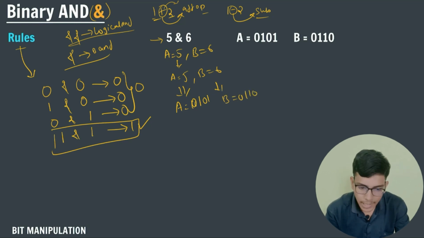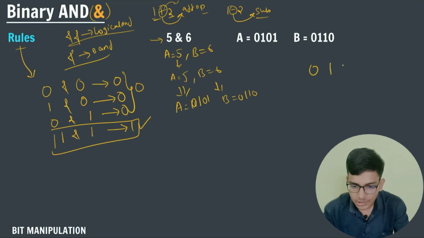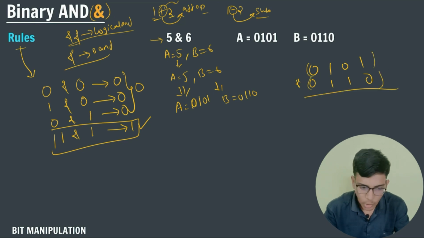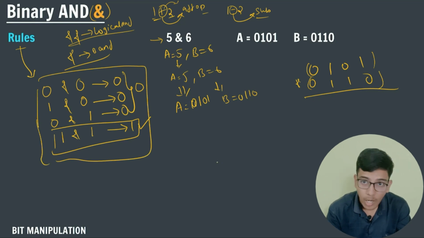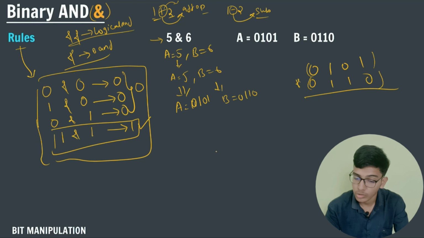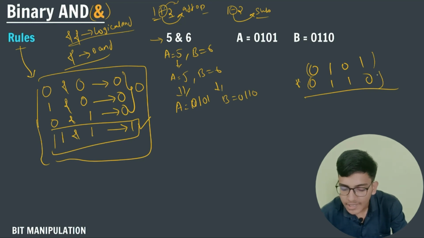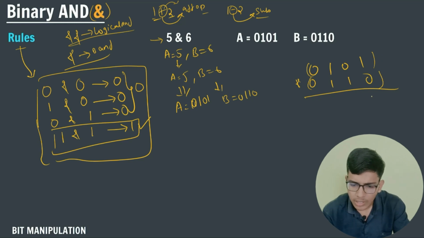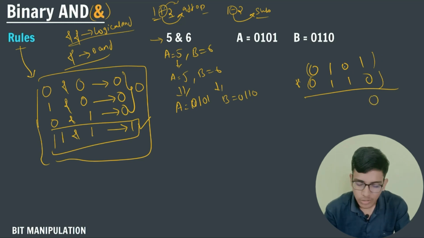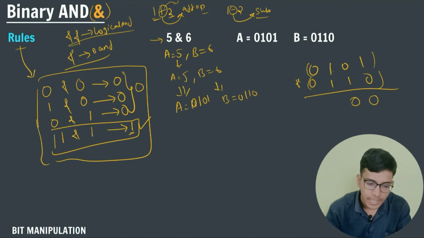Now I am performing AND. Let me write it clearly here: 101 and 110, I am performing AND bit by bit. This is the rule for the bitwise AND operator. Here the first number is 1 and the second number is 0. If any one of these is 0, then what will I get? I will get 0. Here the first is 0 and the second is 1, so I will get output 0. After that 1 and 1: if both are 1, I will get 1 as my output.